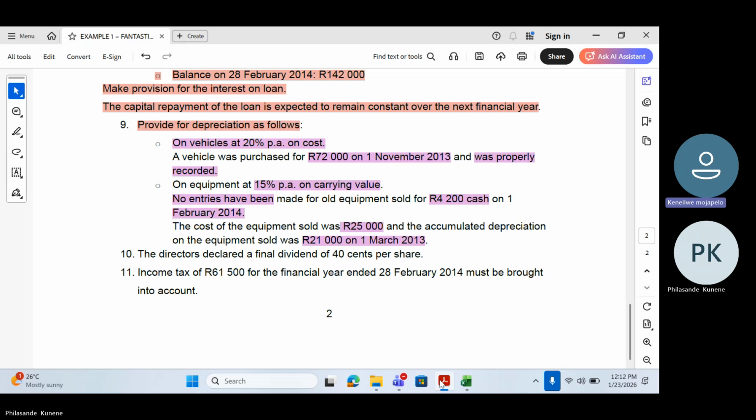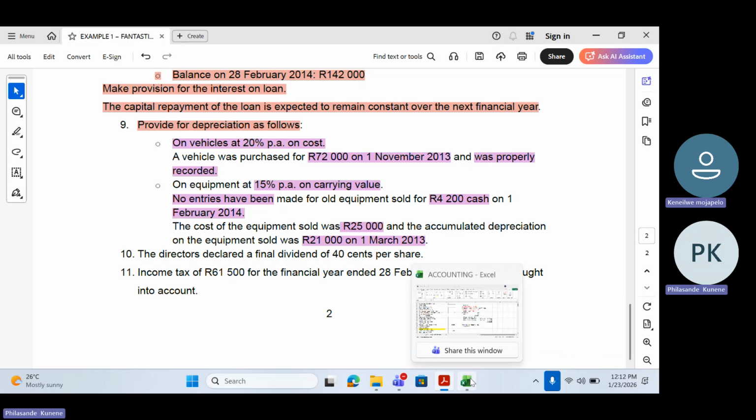We have to count the months it has been working for. Sorry, come again. We have to count the months that it has been working for. Yes, how many months in this instance? 4 months. It's going to be 4 months. Very good. From 1 November, right? Yeah. It is going to be 4 months.